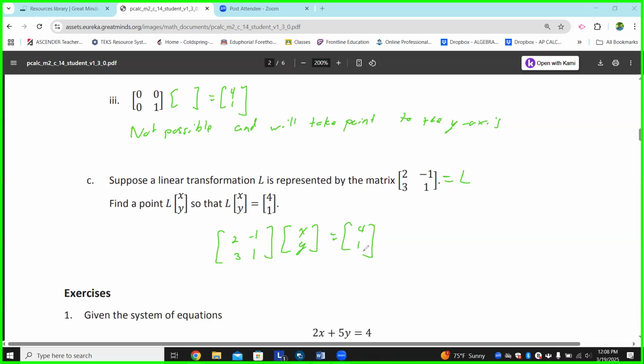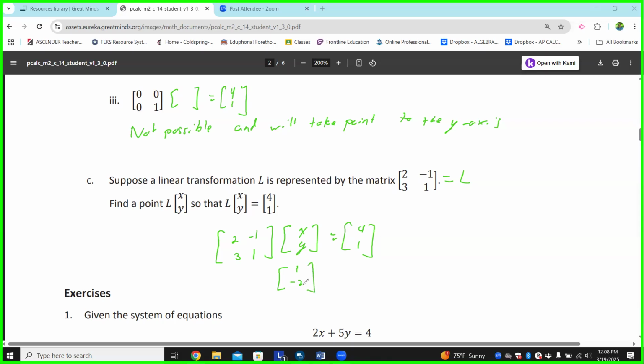So basically, in a sense, 2 times what plus -1 times what will give me 4. And then at the same time, 3 times what plus 1 times what will give me 1. Close. 1 and -1 would produce 3. 1 and -2 will produce 4. And then 3 minus 2 will give me 1. Good job. That is the correct answer, which was, again, 1 and -2.